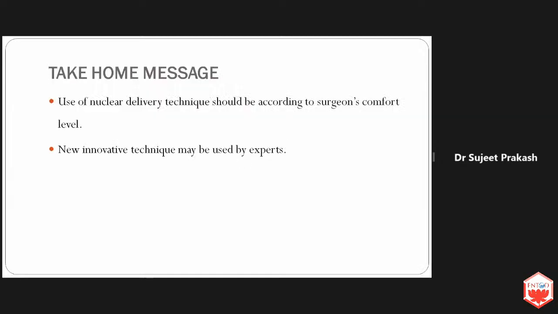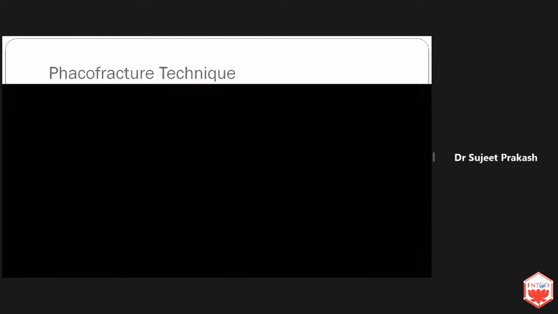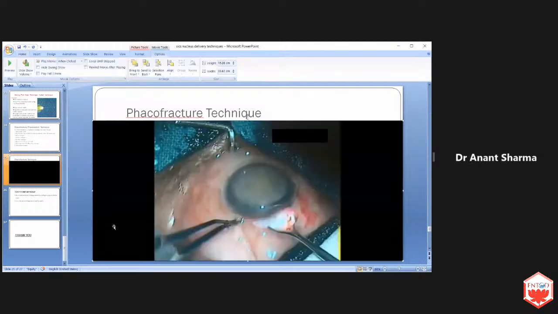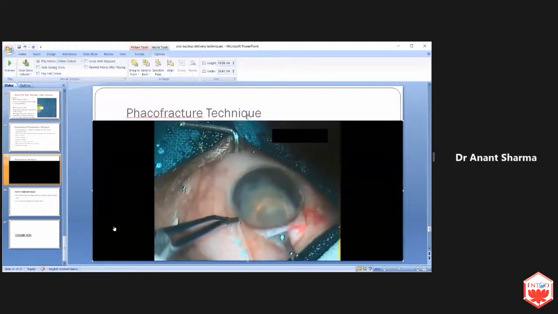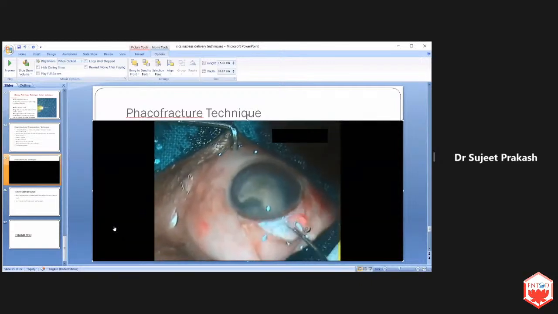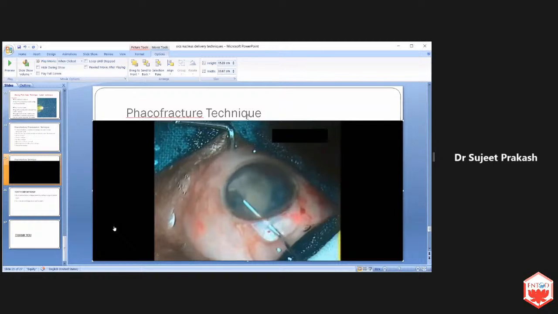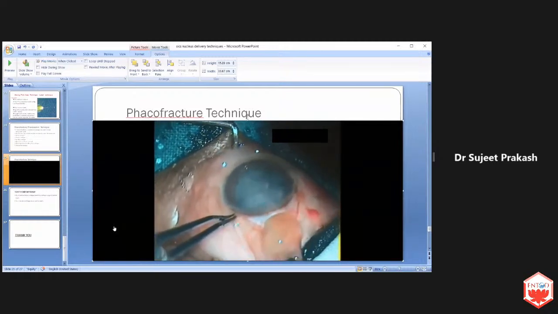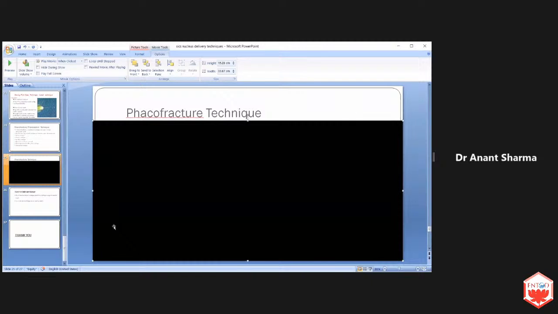There is a video. In the phaco fracture technique, we can see that the nucleus is divided into two parts while coming out through the tunnel, and then after aligning the nucleus along with the tunnel, a second attempt is made and the whole of the nucleus is taken out.